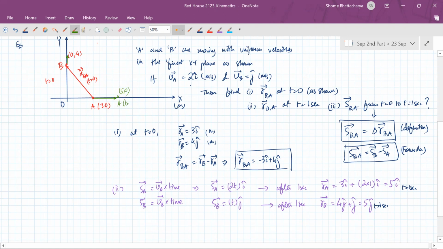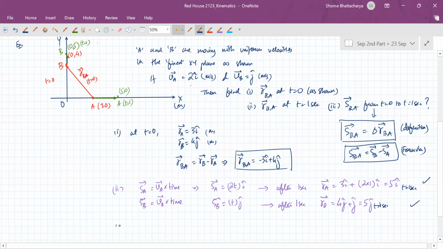This is the position of A at t equal to 1. It reaches here at (5, 0) at t equal to 1 second, whereas the earlier one was this. So the new position has shifted like this.